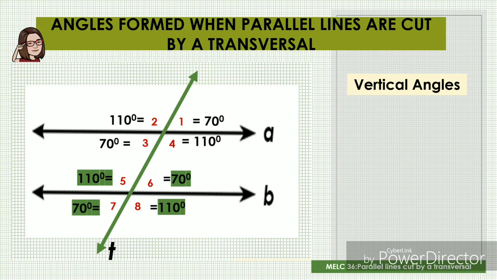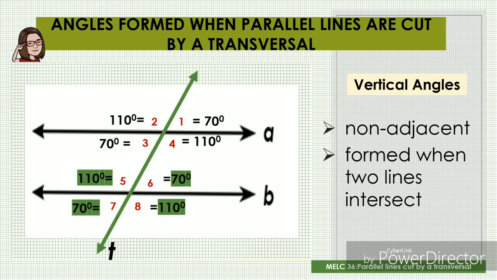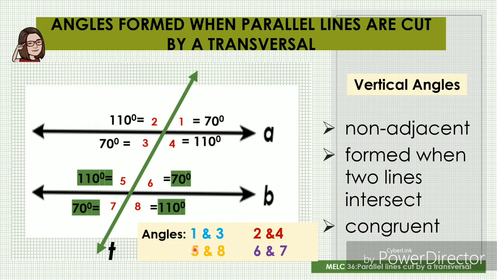There are vertical angles here. So, which are they? They are non-adjacent, meaning they do not share a common side. They are formed when two lines intersect, and they are said to be congruent. So, in this figure, the vertical angles are angles 1 and 3. You see that? 1 and 3. They were formed when line A and line T crossed. They are not adjacent, they are not beside each other. But look at the measurements. 70, 70. Congruent, right? Another pair is angle 2 and angle 4. Their measurements are the same, 110 and 110.